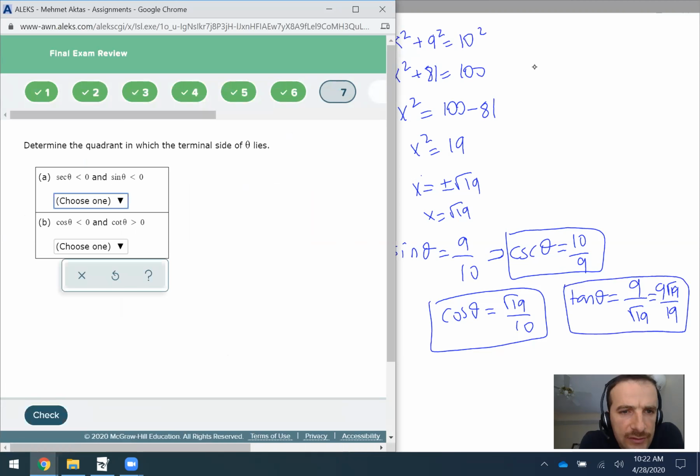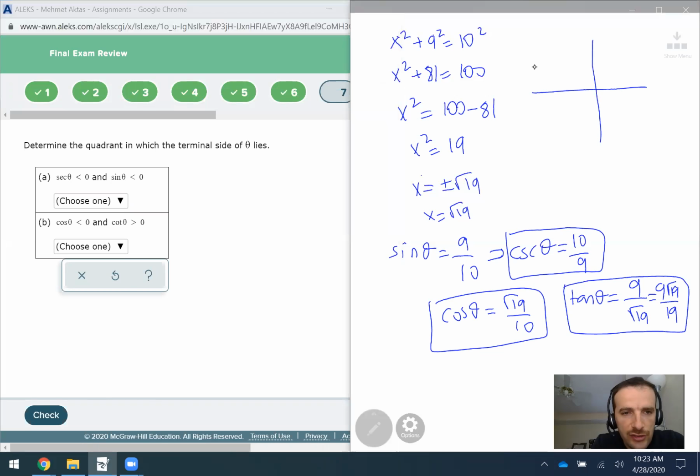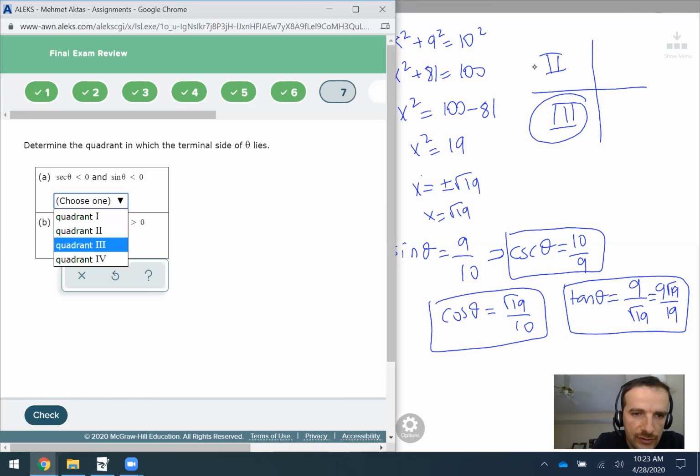Determine the quadrant in which the terminal side of theta lies. Okay. This is a nice problem. I'm sure that you like it. So secant should be negative and sine should be negative as well. Secant is 1 over cosine, so we can consider cosine. So cosine is negative here and there, right? Quadrants 2 and 3. But sine should also be negative, so it is quadrant 3. Okay. So for the first one, it's quadrant 3.